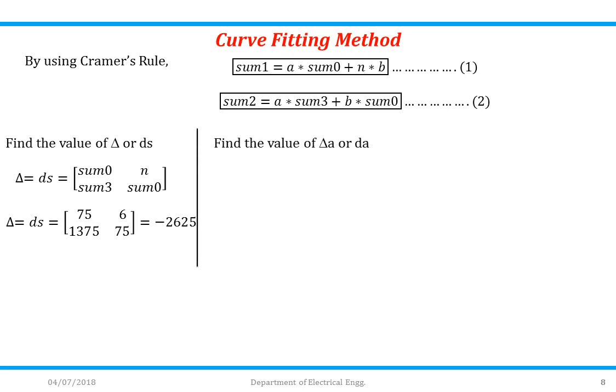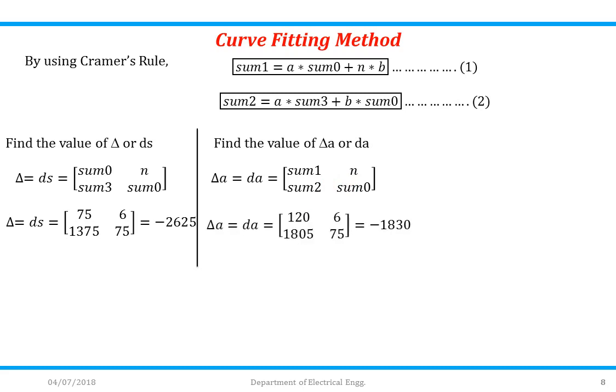Similarly, we have to calculate the value of delta A, or dA. Here, instead of writing the coefficients of a, we have to write sum 1 and sum 2. That's why here we have written sum 1 and sum 2. The coefficients of b stay the same, that is n and sum 0. So how to take the determinant? Sum 1 into sum 0 minus n into sum 2. Substituting values, we get the answer as minus 1830.